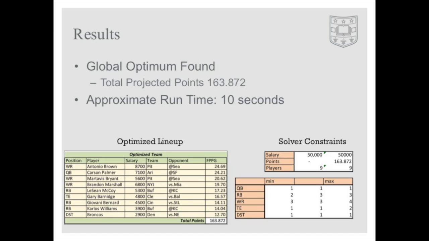So yielding the results of our optimizer, we were able to find a global optimum score of 163.872. The approximate runtime was 10 seconds. Below is the optimized lineup, and to the right were the solver constraints used. So in doing so, we know that we can never truly achieve the optimum score just by numbers alone. Anything can happen in sports. However, this does provide us more of an edge over our competition.